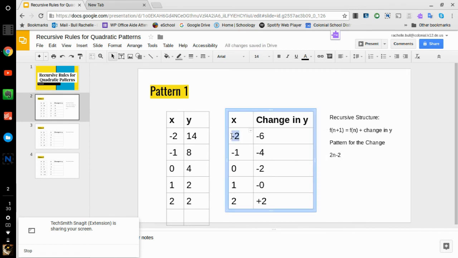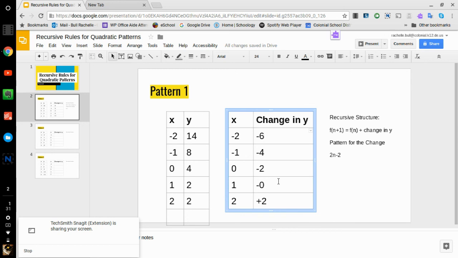Right here, this is our value. 2 times -2 is -4. -4 minus 2 is -6. We changed -6, 14 to 8. That's true. Let's jump down here. At 1, 2 times 1 is 2. 2 minus 2 is 0. So at 1, we did not change at all. It's a 0 change. So the pattern seems to be holding.